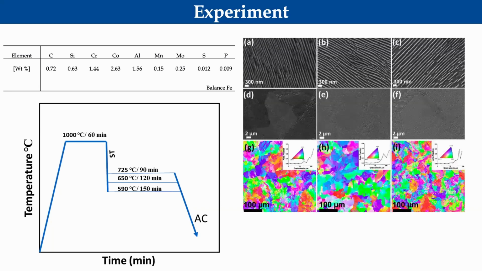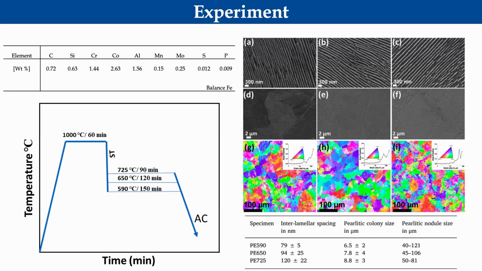After polishing the samples and etching, we found this is for the 590, this is for the 650, and this is for the 725. As we increase the isothermal temperature, we can see the spacing between the ferrite and the cementite increases. To measure the interlamellar spacing, the nodule size and the colony size, we took multiple SEM images at multiple magnifications. With the help of images like this, we measured the interlamellar spacing.